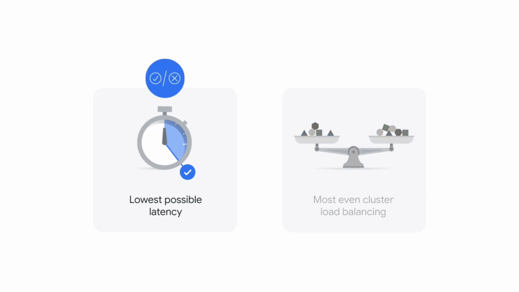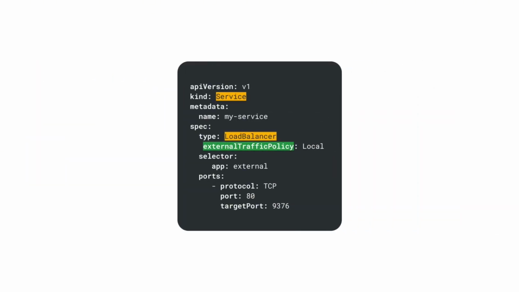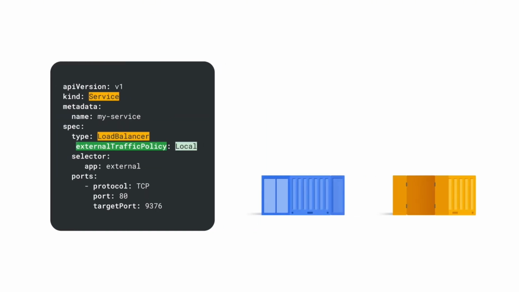If low latency is the most important, then the load balancer service can be configured to force the kubeproxy to choose a pod local to the node that received the client traffic. To do this, set the external traffic policy field to local in the service manifest. This choice eliminates the double hop to another node, as the kubeproxy will always choose a pod on the receiving node. When packets are forwarded from node to node, the source client IP address is preserved and directly visible to the destination pod. Although this preserves the source IP address, it introduces a risk of creating an imbalance in cluster load.